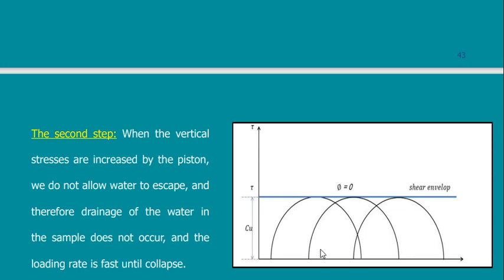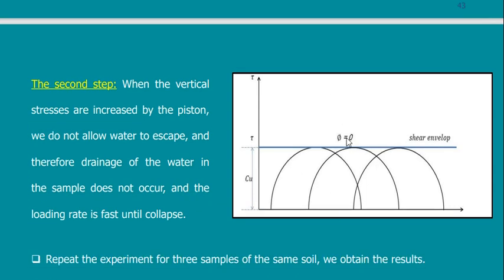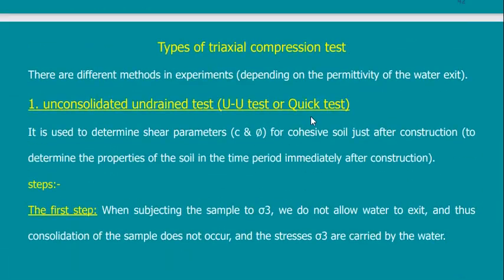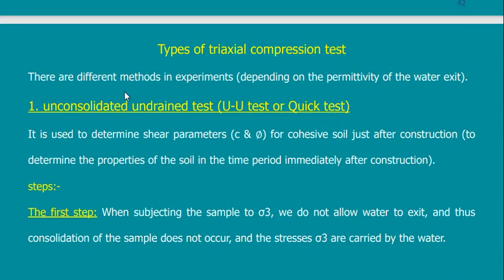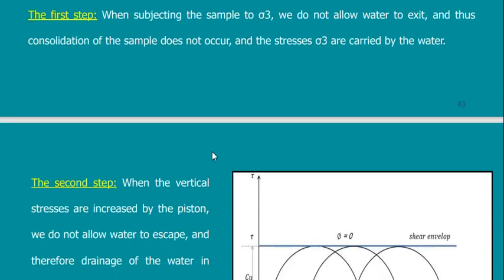So phi of water is equal to 0. And if I conduct this test 2 or 3 times, it will give circles that are equal to each other, equal in the difference between sigma 1 and sigma 3. But if you increase sigma 1, sigma 3 will increase accordingly. So this is the shape of the results of this test, which is the quick test or the UU test, which means unconsolidated, undrained test.